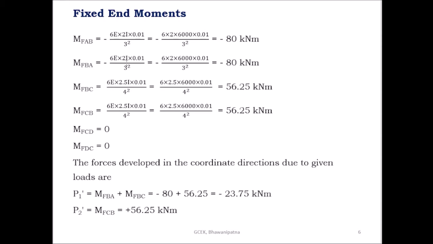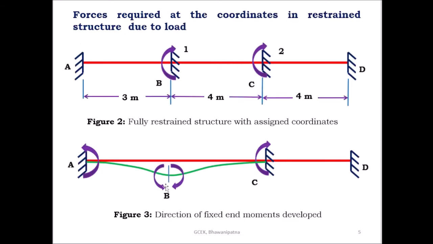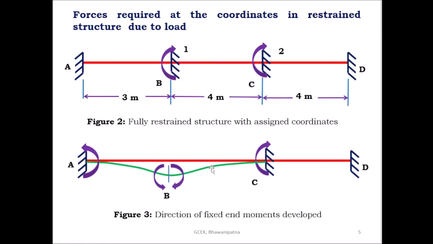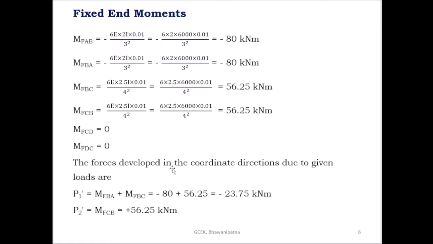Then MFBA is equal to minus 6E into 2I into 0.01 by 3 square, which is equal to minus 80 kilonewton meter. So here this is the negative moment due to the sinking of support B, and for span BC the fixed end moment due to the sinking of support B is positive. So MFBC is equal to 6E into 2.5I into 0.01 by 4 square. So this is equal to 56.25 kilonewton meter, and MFCB is equal to 6E into 2.5I into 0.01 by 4 square, which is equal to 56.25 kilonewton meter. So for span BC this is positive and for span AB this is negative, the fixed end moment due to the sinking of support.